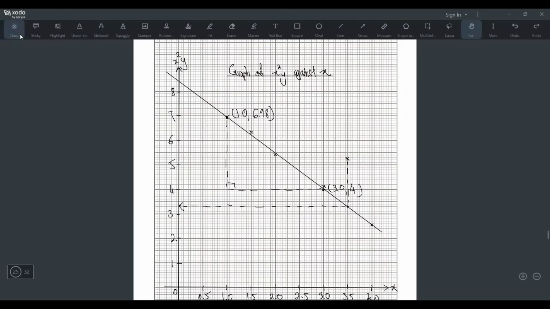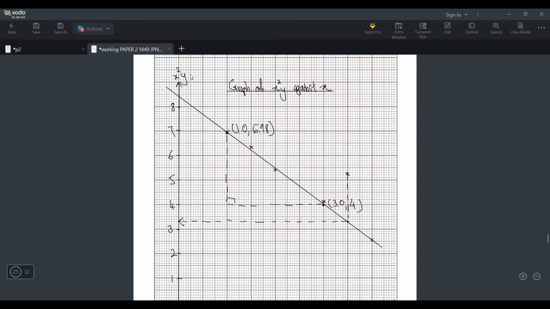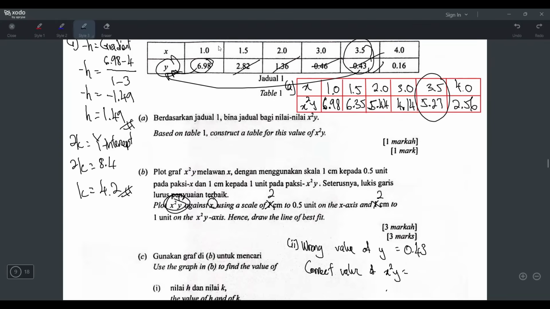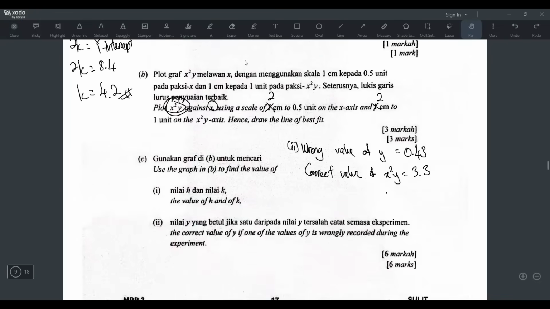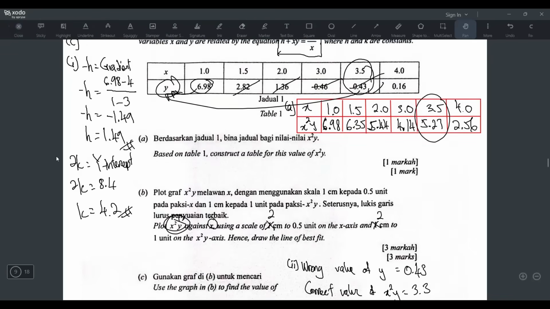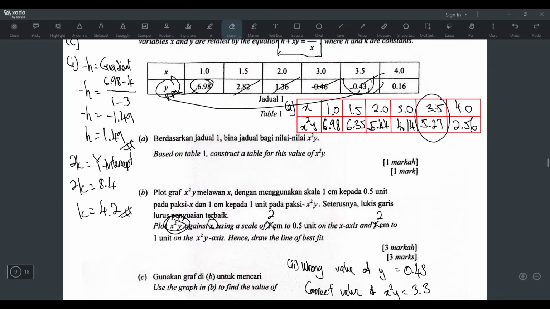So what is your correct value? 3.3. But hold on, this 3.3 is not y. It's x square y right here, because your y-axis is x square y. So this is definitely not the answer. This is the correct value of x square y. So now, how to find correct value of y? Very simple. The corresponding value of x, you can see I bulletkan just now, right? The x is 3.5, 3.5.